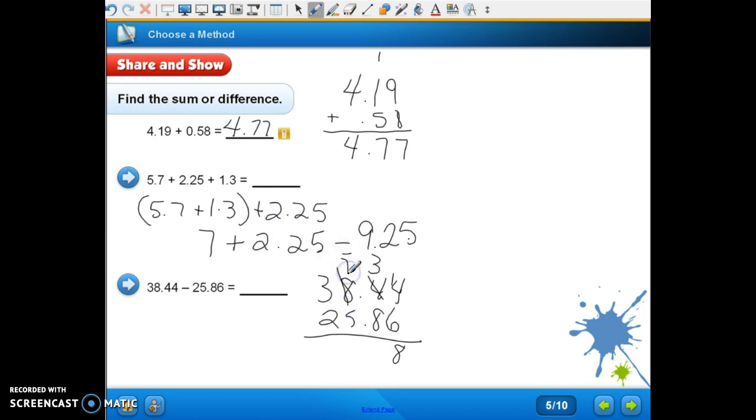Again, I can't take 3/10 minus 8/10. So I'm going to have to go to my ones place. Now I have 13 tenths minus 8/10, which is 5/10. No regrouping needed here. 7 minus 5 is 2. And 3 minus 2 is 1. So I end up with 12 and 58 hundredths.